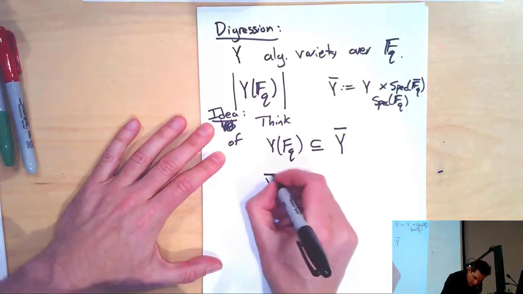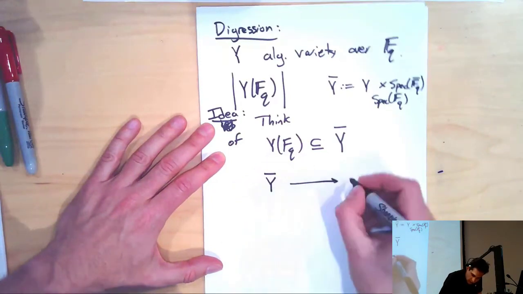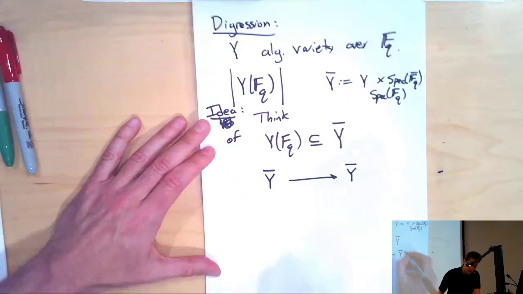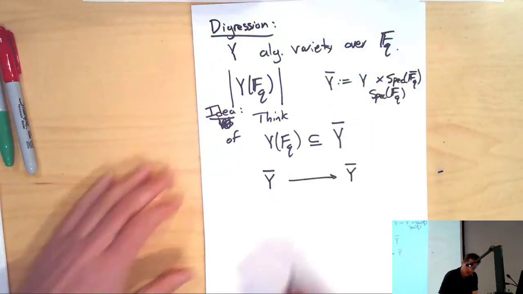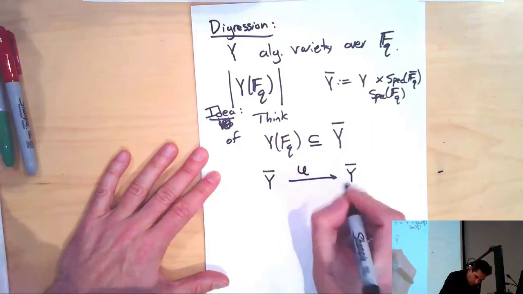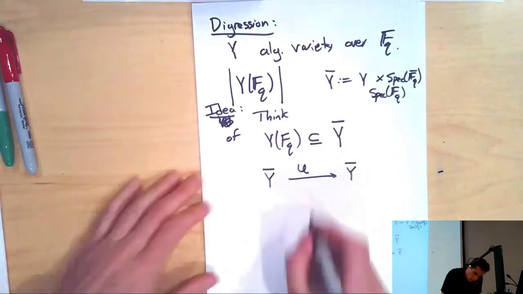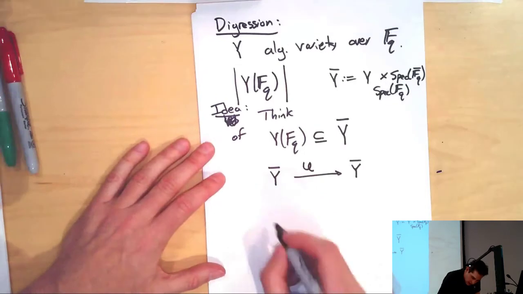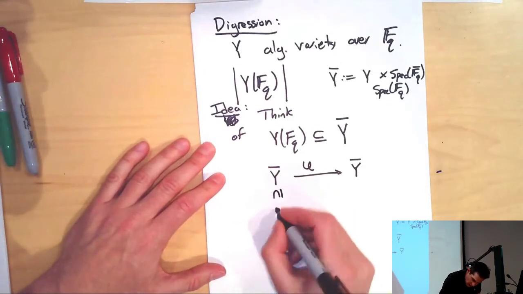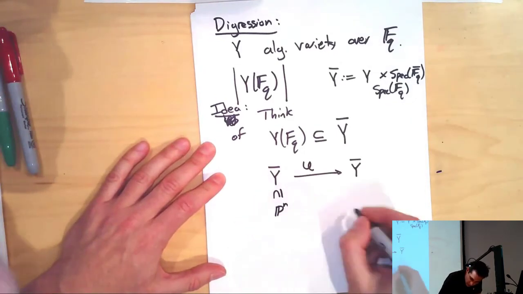There's a map from Y bar to itself, using the fact that Y bar is actually defined over a field with q elements. There's a canonical map of algebraic varieties from Y bar to itself called the geometric Frobenius map, which is just given if I think of Y bar as sitting inside some projective space, say.